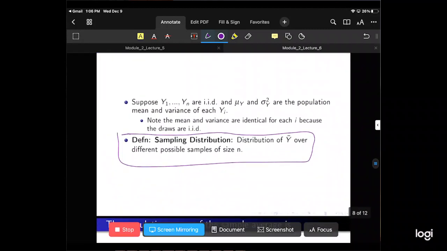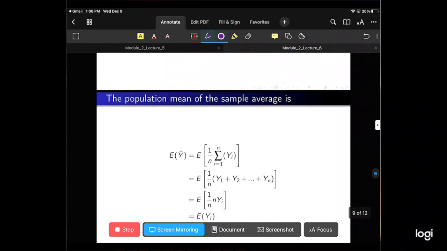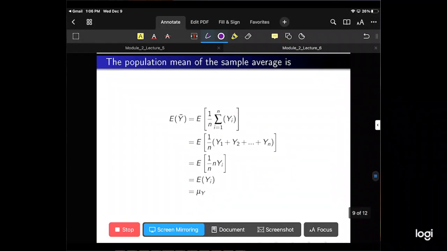That's the sampling distribution. Key concept. All right, let's look at a couple of properties of this sample average. What's the expected value of the sample average?